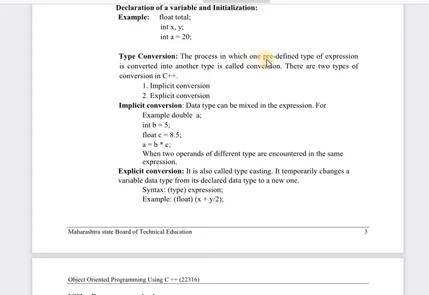The process in which one predefined type of expression is converted into another type is called conversion. There are two types of conversion, that is implicit and explicit conversion. We have already seen this implicit and explicit conversion in our first chapter.